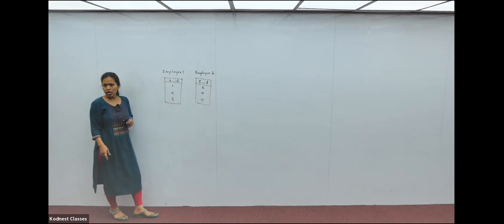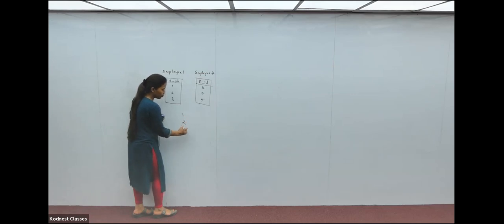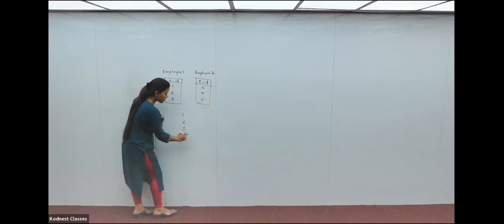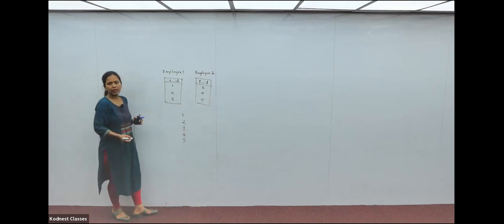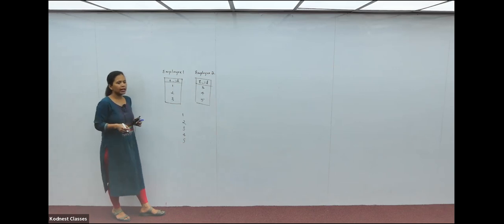Are you all understanding? Which means now what I really want is the output like this: 1, 2, 3, and since 3 is repeated only once, then 4 and 5. This is what should be our output, just in one column. Are you all understanding? This is the way we want to combine now.